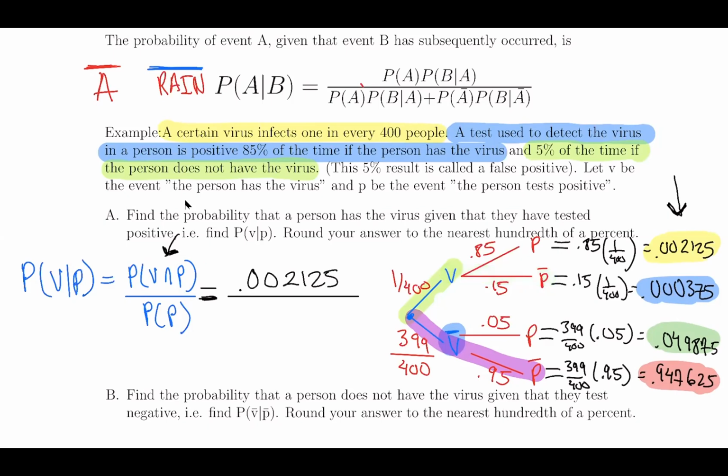So if I want a person who had the virus and also tested positive, well, if you look right here, here are the people who have the virus. Here are the people who tested positive. So that means I want to use this branch right here. So if I use that branch, I have to do 0.85 times 1 divided by 400. That gives you that value. So that's why we're using that branch, because we want people who tested positive and had the virus.